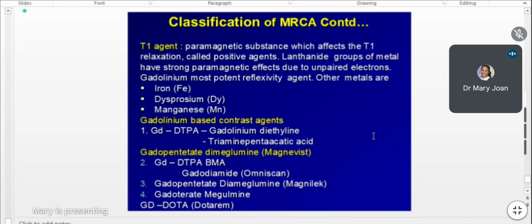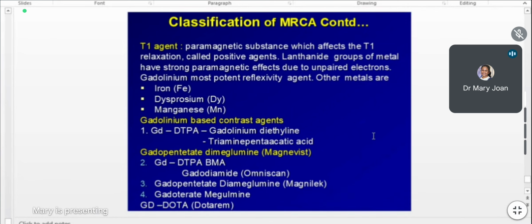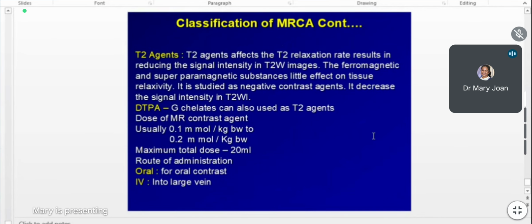Gadolinium based contrast agents, we have seen this: gadopentetate dimeglumine, trade name Magnevist, and we have gadolinium DTPA, BMA, gadodiamide, gadopentetate and gadoterate, Gd-DOTA, Dotarem, etc. So we have seen in detail in the last class.